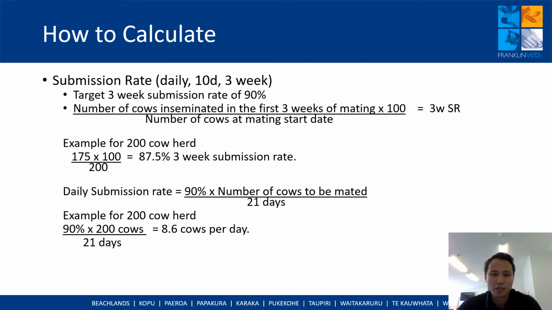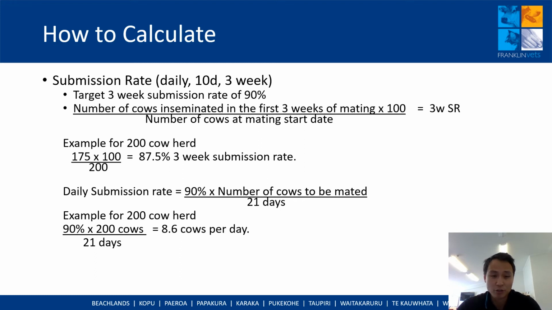So with our submission rate, you take the number of cows that have been inseminated in the first 3 weeks of mating, times that by 100, and divide that by the number of cows at our mating start date, and this should give us the 3-week submission rate. So for a 200 cow herd, say we've put up 175 cows, and we had 200 cows at mating, that would lead us around an 87.5% 3-week submission rate.